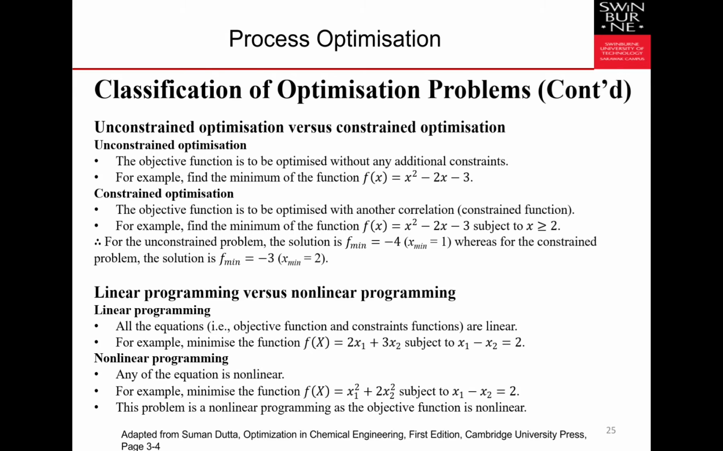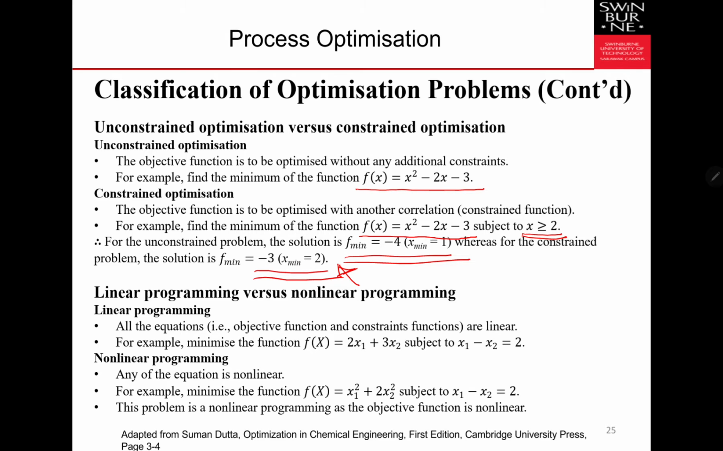And then we also have another example, which is unconstrained optimization versus constrained optimization. An example will be to find the minimum of this function without any additional constraint. Constrained optimization, on the other hand, is when we have to consider the minimum for this subject to x having to be higher than or equal to 2. For the unconstrained problem, the solution will be -4. For the constrained problem, the solution will be -3. You can carry out the calculations to check whether this is correct or not.